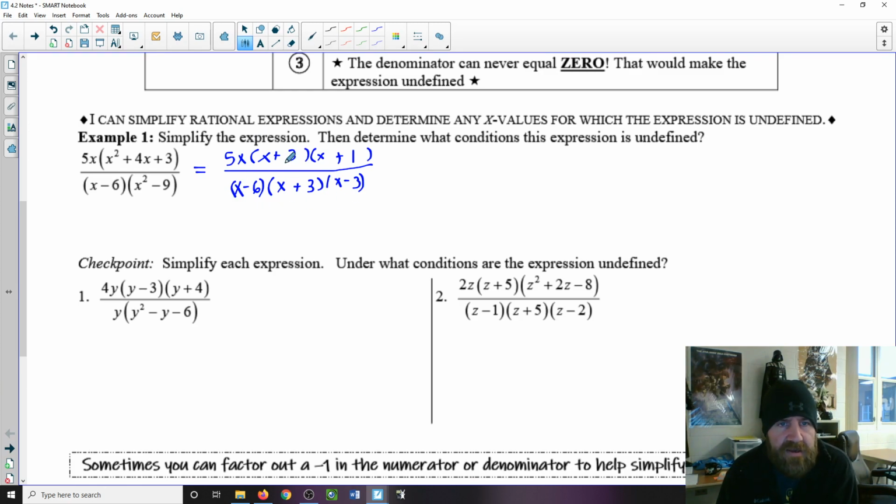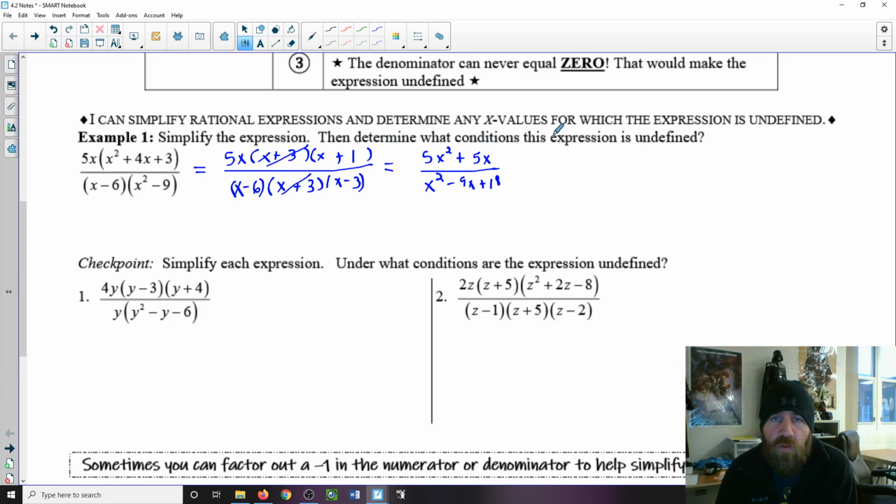Now we can start canceling what we can cancel. So x plus 3 is on the top and the bottom. So we can go ahead and cancel that out. So everything else that's left, we need to put back together. So 5x times x plus 1, we get 5x squared plus 5x all over, multiply these two back together, we get x squared minus 9x plus 18. So that is our final answer.